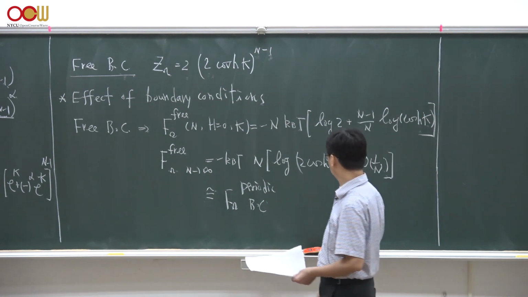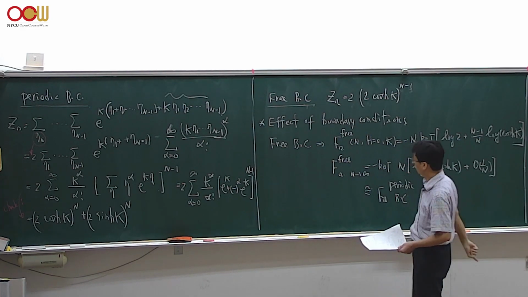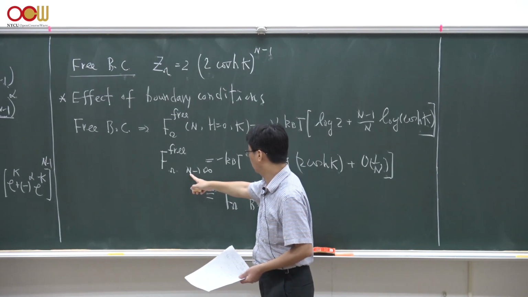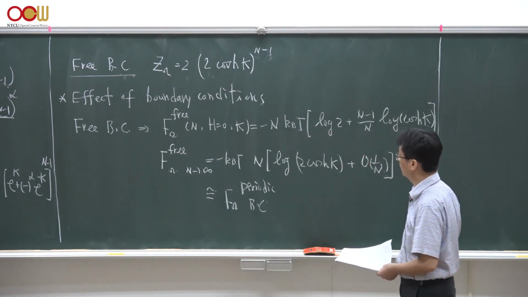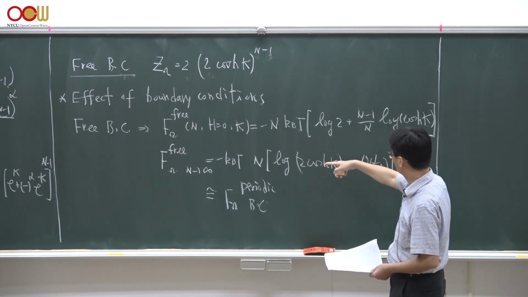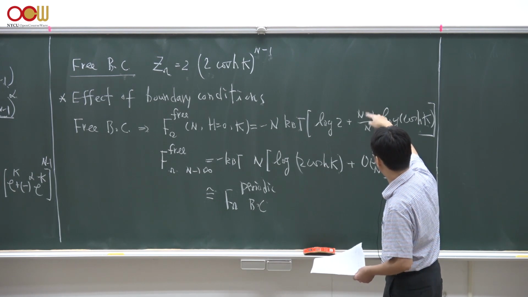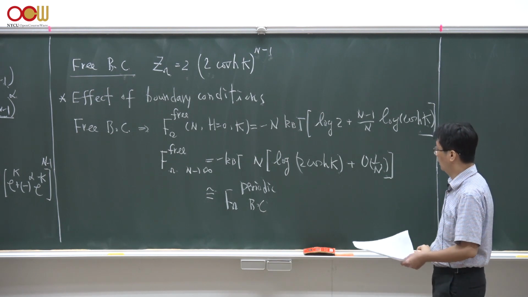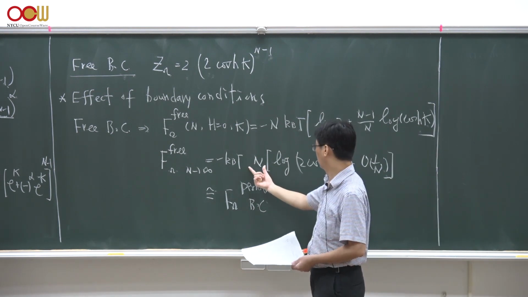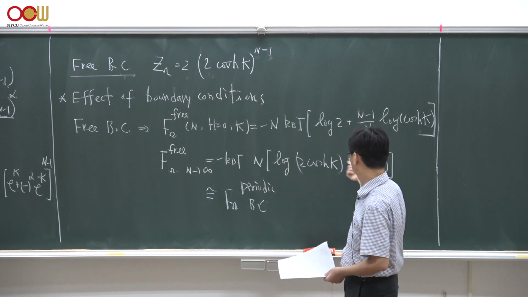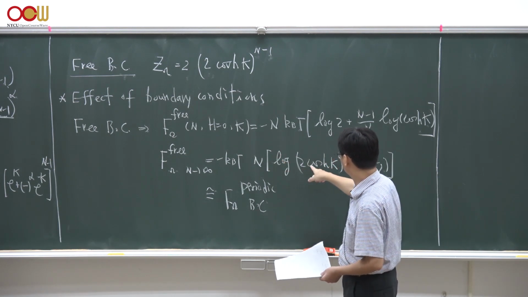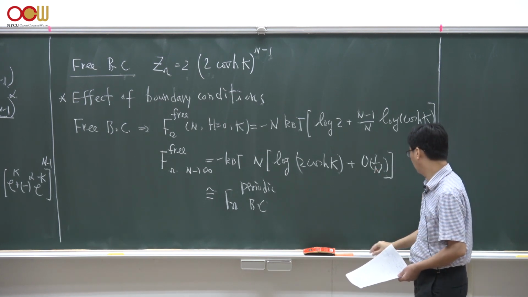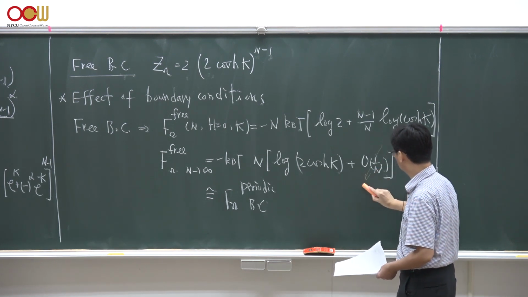And we can do the same thing for this periodic boundary condition, but let's just take the thermodynamic limit by taking the particle number to infinity for this free boundary condition. If we do so, then this is actually cancelled. N minus 1 and N, in the limit of large N, you get just 1. And at the leading order in N, you get minus kBT N times log of 2 cosh K plus a term which is of order 1 over N. When N goes to infinity, this is actually 0.